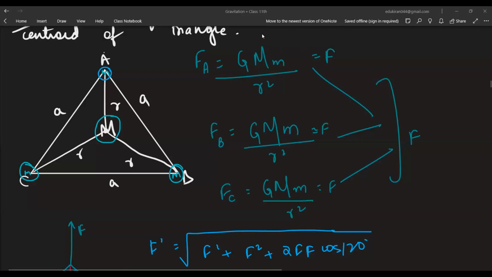Static, right? Meaning they are not moving. That's what you're asking. Yes, ma'am. Yeah, the net system is in equilibrium because nothing is moving.